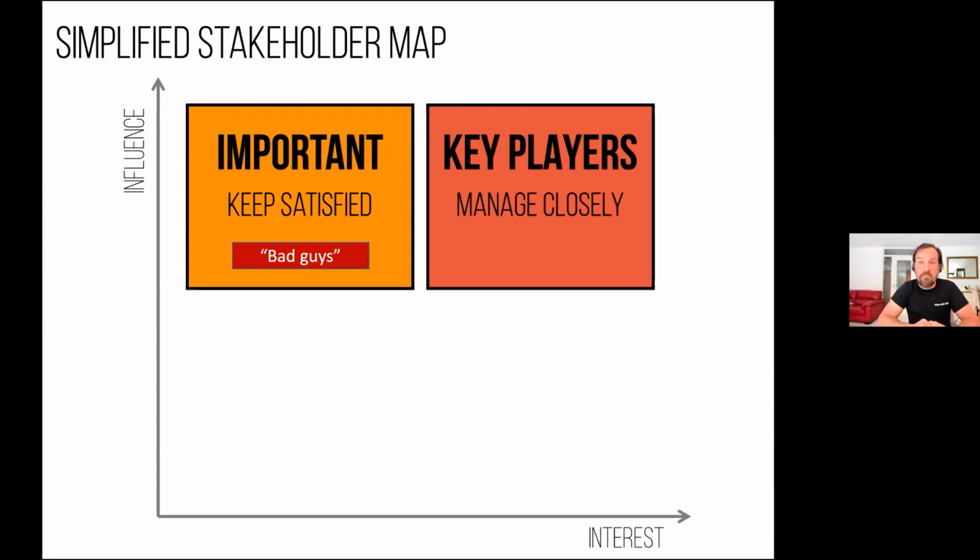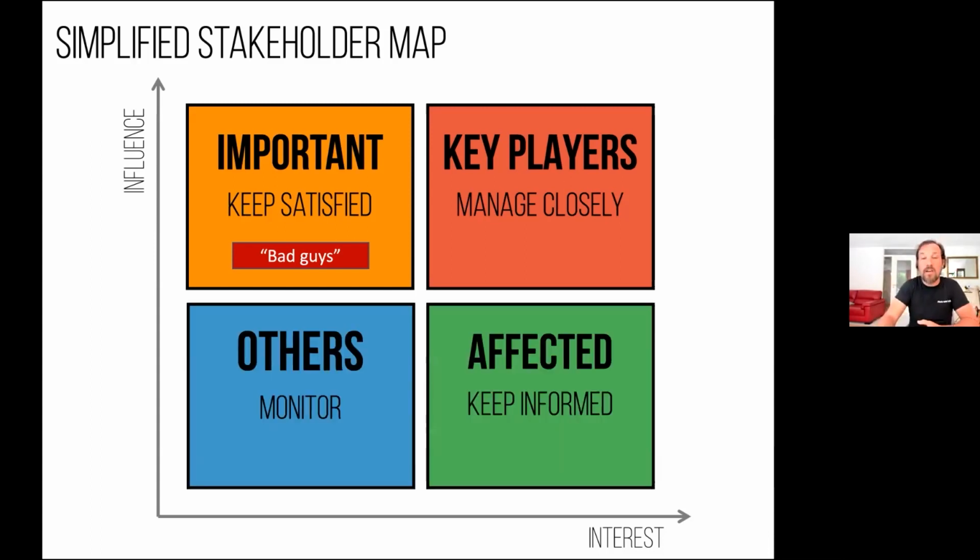They can actually ban your release, or they can make you redo something because it doesn't satisfy the quality gate. But on the interest scale, they don't care if you succeed or fail. They're just interested that their goals are met. And they're kind of bad guys, but it's just a role in the system. Somebody just needs to play this role, right? And there are other stakeholders which we're currently not interested in. So the bad guys, right?